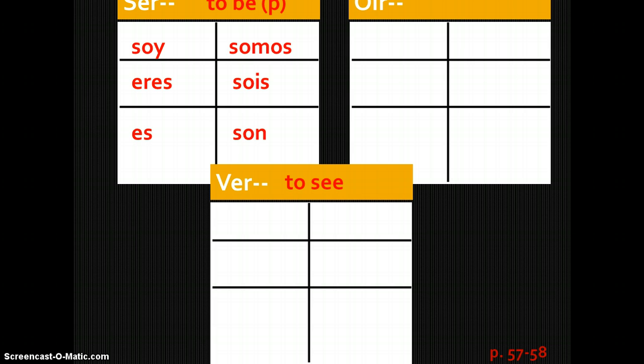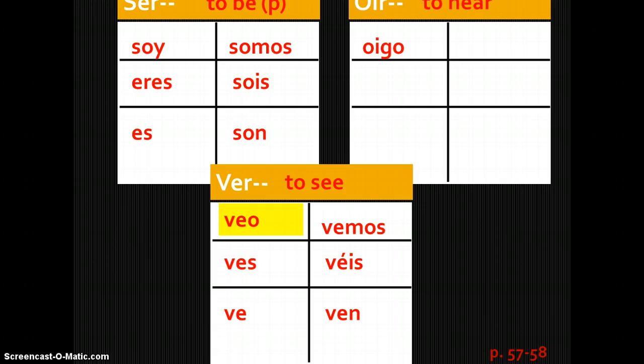Ver means to see. Veo, ves, ve, vemos, veis, and ven. Now realize that the only unusual conjugation is the yo for to see. Otherwise, it's a normal ER verb. Oír means to hear. It's irregular in all 6 conjugations. Oigo, oyes, oye, oímos, oís, and oyen.